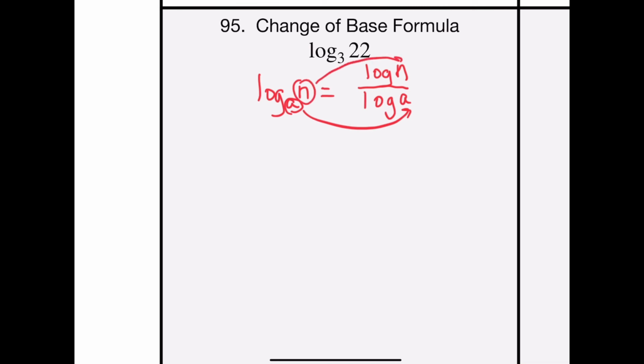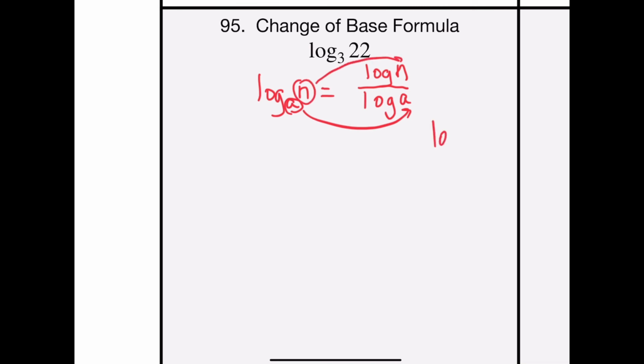Problem number 95 is the change of base formula. It says log base 3 of 22. So the change of base formula says that I can change the base of the log by writing a ratio. So if I have log of a base a to n, that's equal to log whatever I would want to change the base to. I'm not going to write a base because that would indicate base 10, of n divided by log of a. Notice the base goes on the bottom and the argument goes on the top.